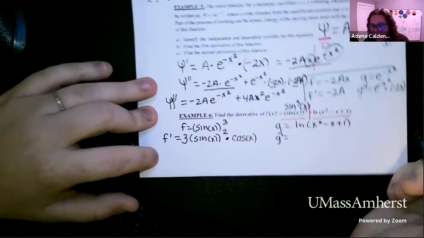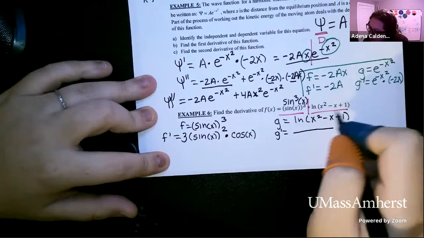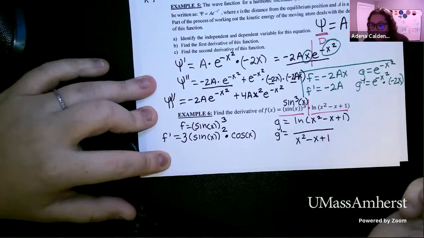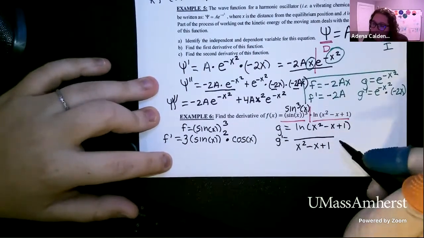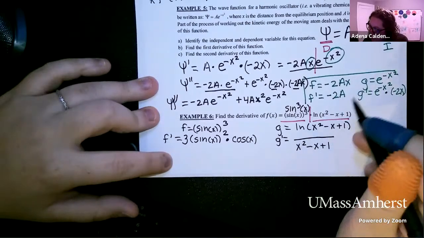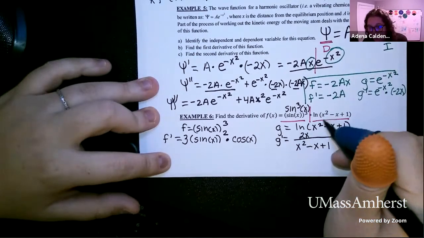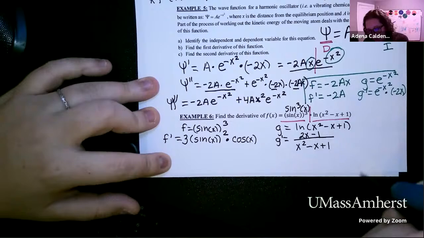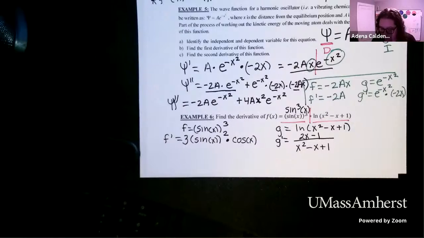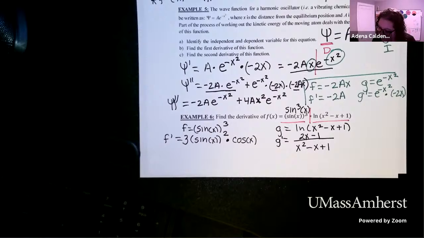And then my g prime, I have a natural log type. So the natural log type says I can do 1 over whatever is in the argument. So x squared minus x plus 1. But I have to multiply that by the derivative of the inside, which gets multiplied into the numerator. So the derivative of x squared is 2x. The derivative of minus x is minus 1. And the derivative of 1 is 0. So now I have all my pieces, so I can put them all together to get my final derivative here.